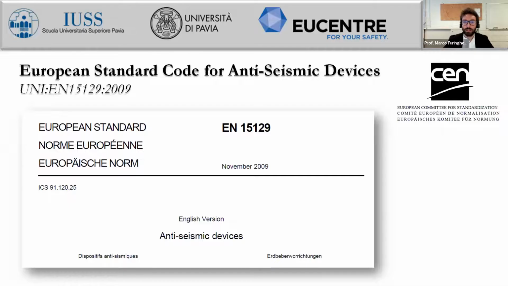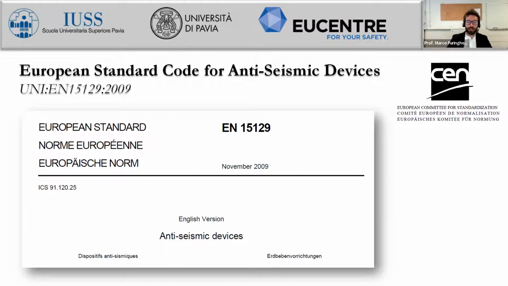As I mentioned, the lecture will deal with the European standard code for anti-seismic devices. This is the standard code, the EN 15129. You see it was issued in November 2009. And it is actually a European standard for testing and generally with all the requirements for isolation bearings. There are a number of them.